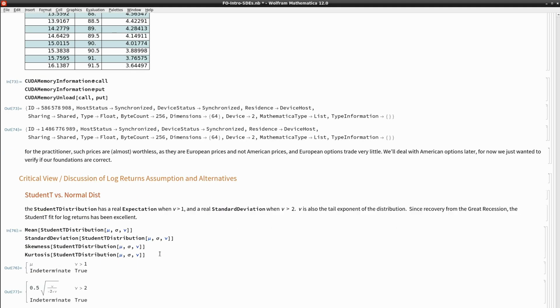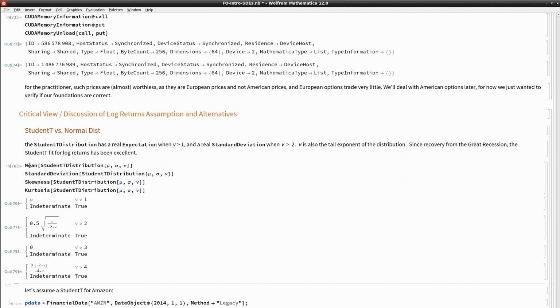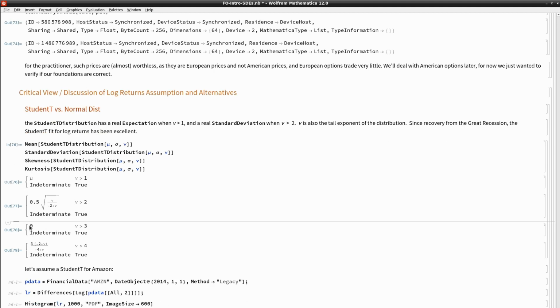So let's look at some of these properties. Let's look at the first four moments. That's the mean, the standard deviation, the skew, and the kurtosis. And these are pretty much standard parameters. We have mu again as the mean. We have a standard deviation here that involves a square root and a fraction. So we need to say that we need to have nu larger than 0 for this square root to be a real number. And we have a skew of 0 if nu is larger than 3, and a kurtosis.